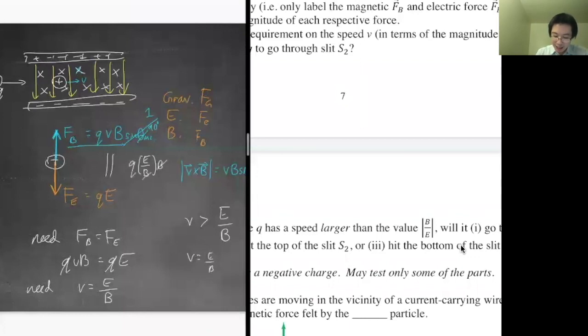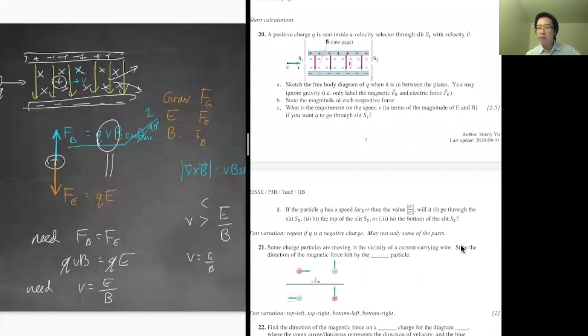So you'll see that the magnitude of this force is QE, and the magnitude of this force is QE, so there's no net force. But if the velocity is larger, then the magnetic force will be larger because it depends on velocity. So you have an upward force, and the particle will bend upwards, and the reverse will make it bend downwards. Okay. Any questions? Yes.